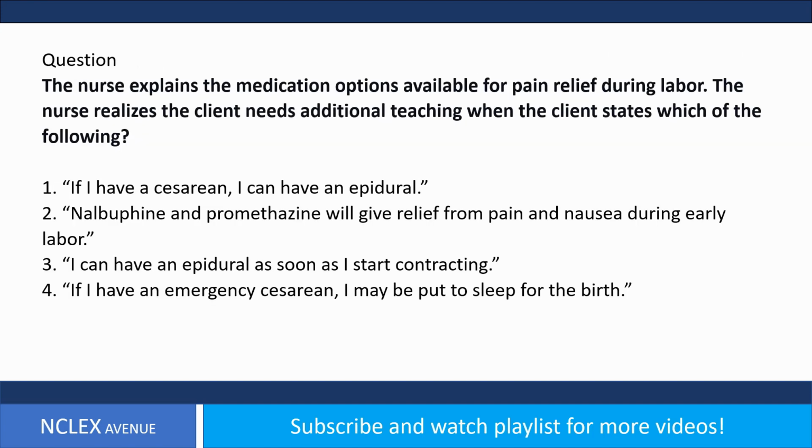Question. The nurse explains the medication options available for pain relief during labor. The nurse realizes the client needs additional teaching when the client states which of the following. 1. If I have a cesarean, I can have an epidural. 2. Nalbuphine and promethazine will give relief from pain and nausea during early labor. 3. I can have an epidural as soon as I start contracting. 4. If I have an emergency cesarean, I may be put to sleep for the birth. Answer. Option 3 is correct.